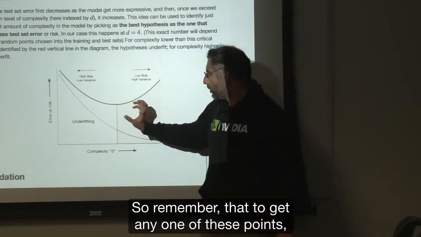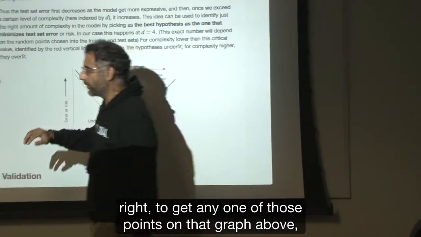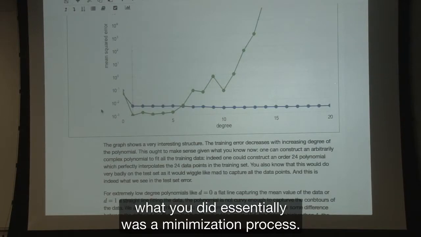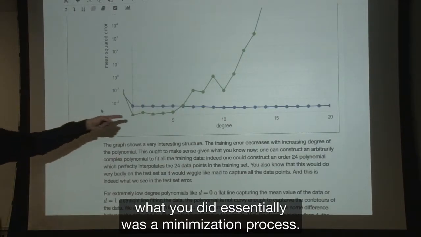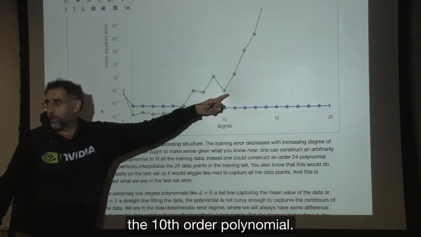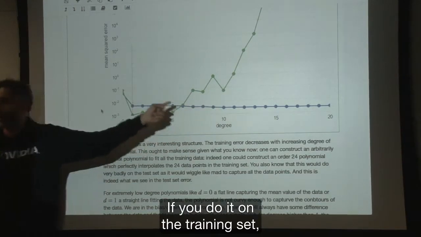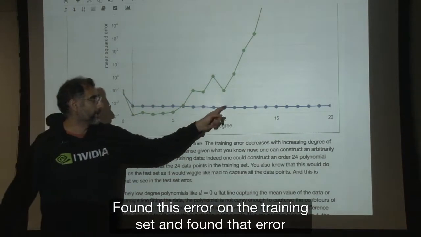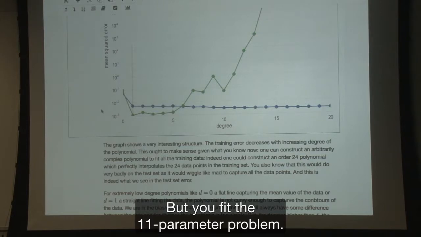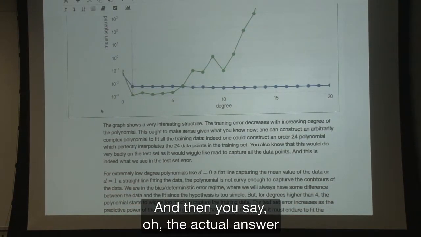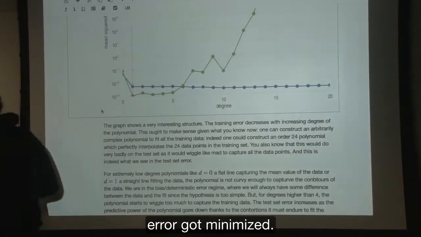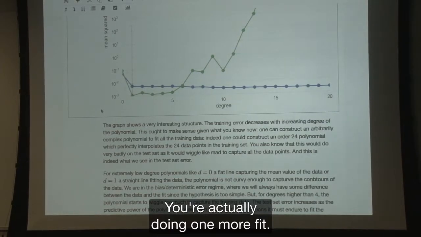So remember that to get any one of those points on that graph above, what you did essentially was a minimization process. You did that empirical risk minimization we talked about earlier, and you fit the parameters of, in this case, the 10th order polynomial. On the training set, you fit the 10th order polynomial, found the error on the training set, and found that error on the test set. But you fit an 11 parameter problem. And then you say, oh, the actual answer is over here, because that's where the test set error got minimized. You're actually doing one more fit.